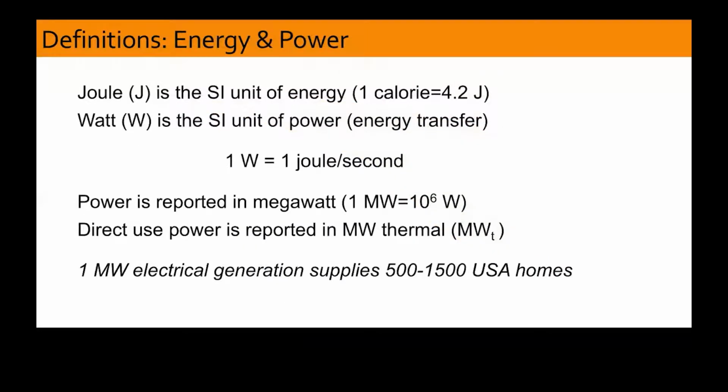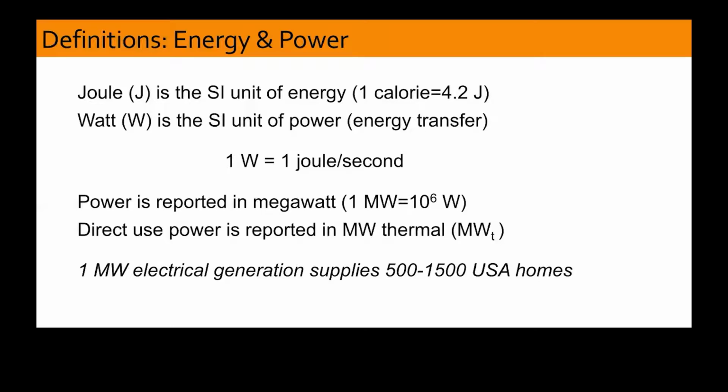The last set of definitions relates to energy and power. The joule is a unit of energy in the international system, and the watt is the unit of power, wherein 1 watt equals 1 joule per second. A megawatt is 1 million watts.